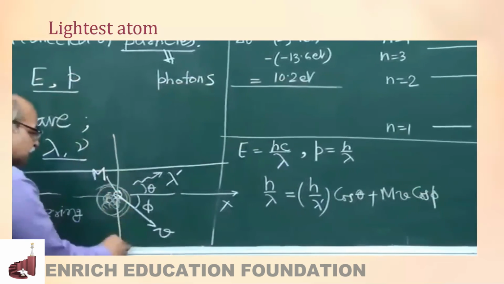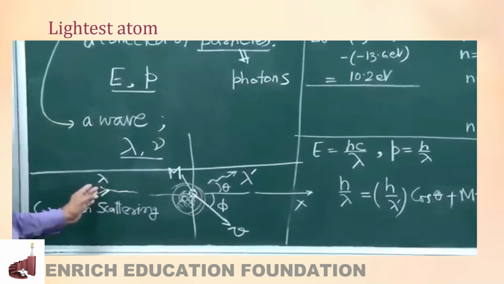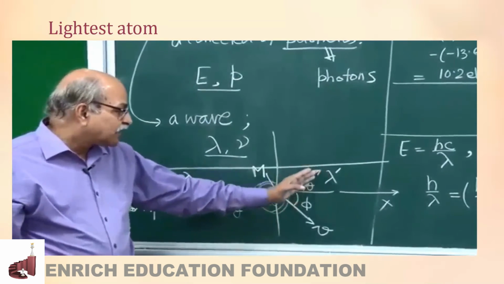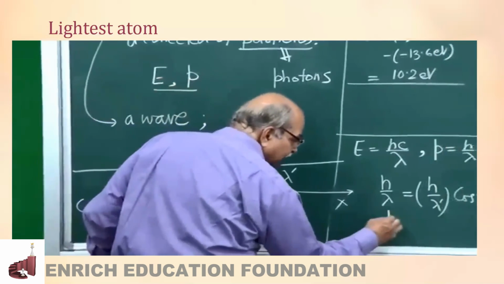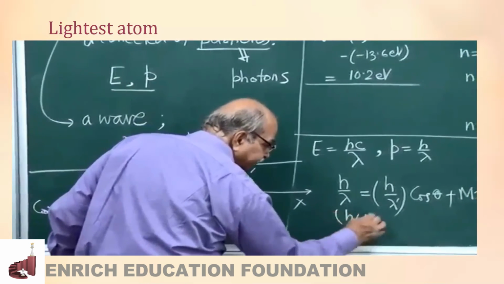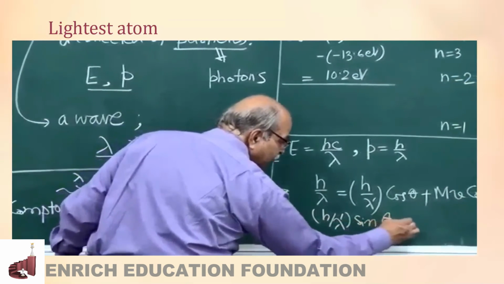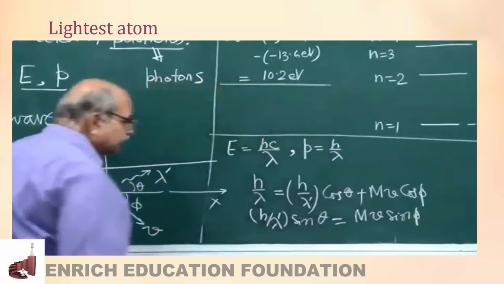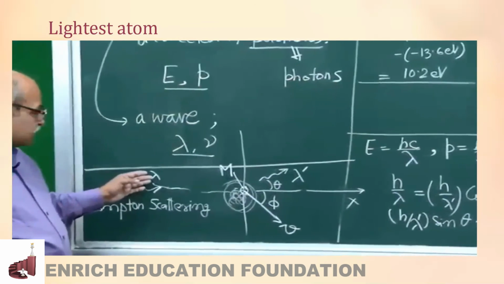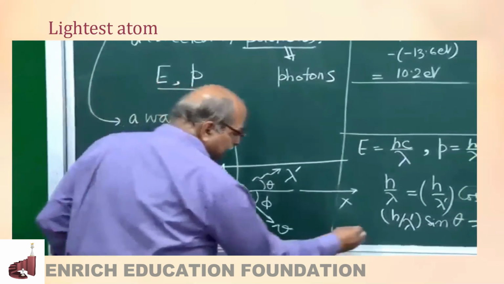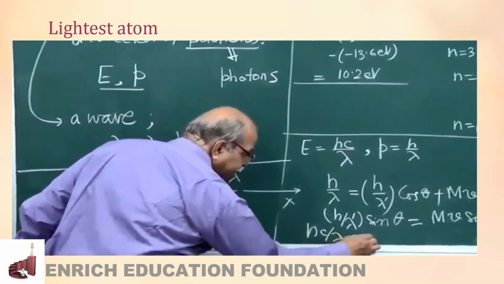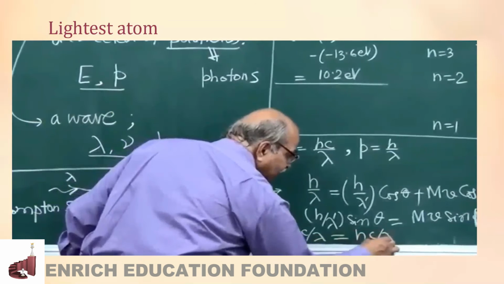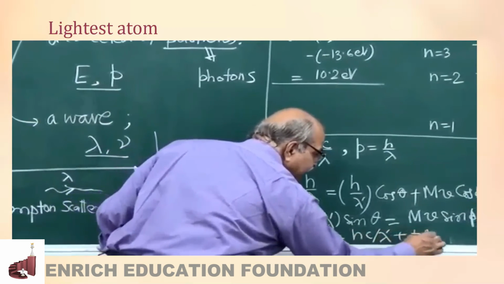And in the y direction the initial linear momentum was 0, so the final linear momentum should also be 0. So you have h over lambda prime sine theta, and that should be equal to m into v into sine phi. And finally the energy conservation: here the energy is hc over lambda, and here the energy is hc over lambda prime plus half m v square.